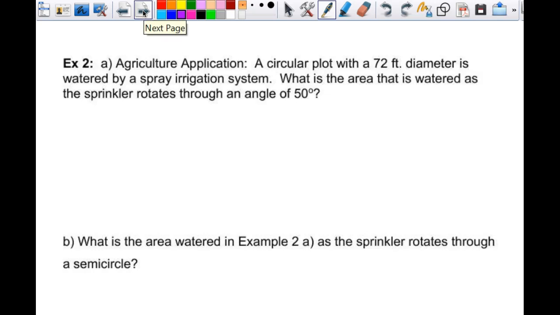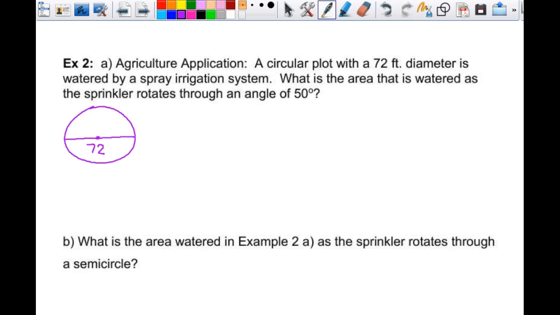So, a circular plot with a 72-foot diameter is watered by a spray irrigation system. What is the area that is watered as the sprinkler rotates through an angle of 50 degrees? So we have a circular plot of land. We have a diameter of 72 feet. It's watered by a spray irrigation system. What is the area that is watered as the sprinkler rotates through an angle of 50 degrees?